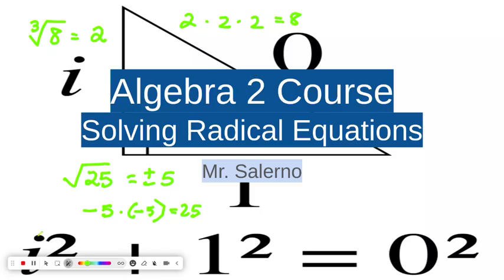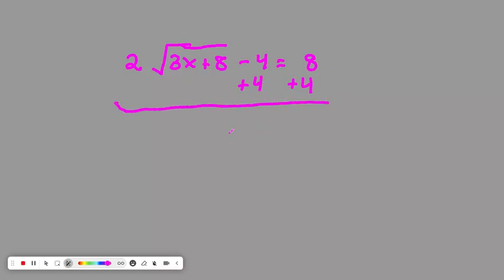So let's look at an equation. Let's get a clear page and start with one. What if we had 2 times the square root of 3x plus 8, minus 4 equals, let's say, 8. So it's just doing algebra here. We're going to get rid of this minus 4 by adding it. And remember, whatever you do to one side, you have to do to the other side. Now we have 2 times the square root of 3x plus 8 equals 12.